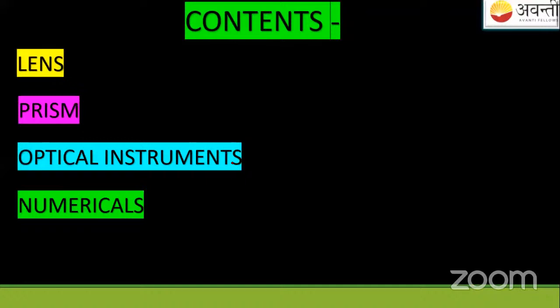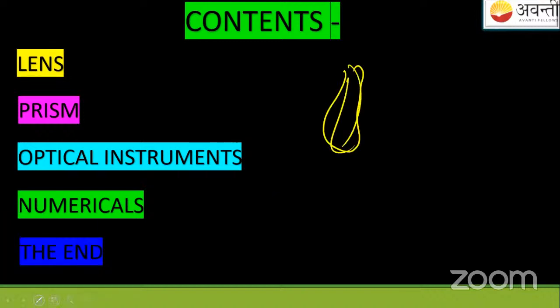Okay, let us begin now. Lens, prism, optical instruments, numericals. This session will be so energetic now. This is not energy, it's science, by the way. So I'll complete it now. Okay, boom, lens. Today we'll start a fresh topic. No need of recall of that.